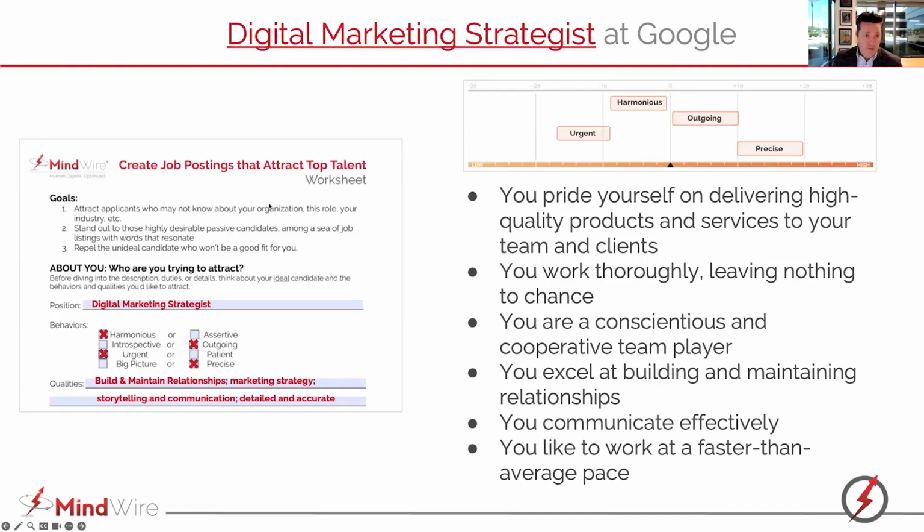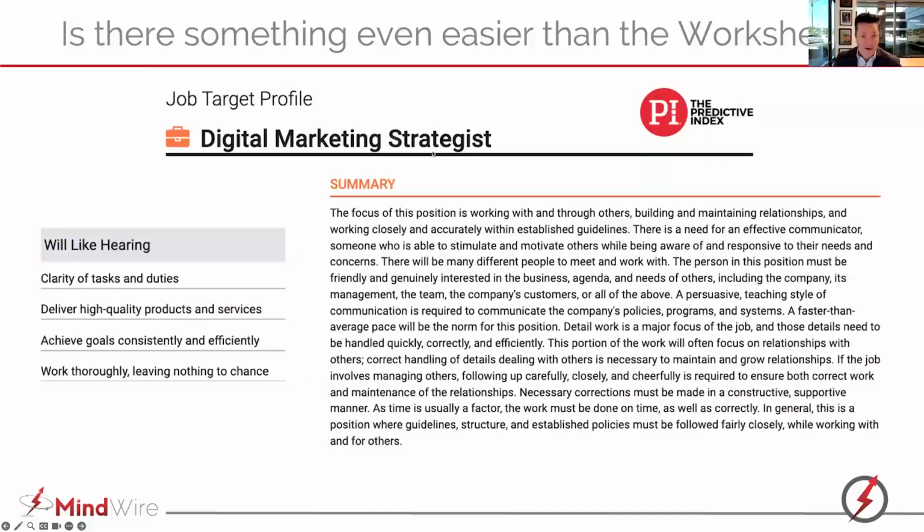Now, is there an easier version of doing this than the worksheet? There is, right? When you build a job target in our PI software, here's the digital marketing strategist. The job actually tells you, right? There's a section that says, here's what they like hearing. It doesn't get easier than that, right? What should be in your about you stuff and about your organization? Some of these things, right? Where can you highlight that's what you're looking for and that's what they're going to get?